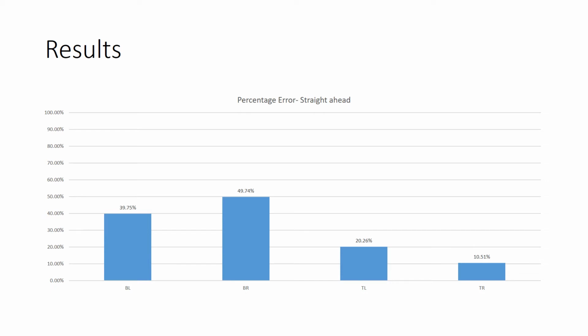The two top ones had the least amount of error, as you can tell. The reason for this is that the top ones were more at eye level than the two bottom ones, so the eye tracker had an easier time tracking the gaze for these two.